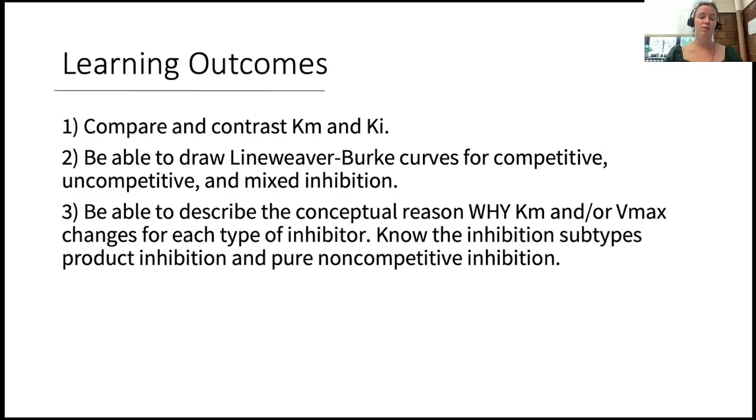Here are the learning outcomes for the day. We are going to learn about a new constant called Ki, but it won't be that big of a deal because it's pretty similar to Km. We're going to get back to our Lineweaver-Burk plots, and learn more about them by learning about three main types of inhibition. Finally, when we learn these types of inhibition, we want to have a conceptual understanding of how the inhibition is happening so that we can describe why an inhibitor changes either Km or Vmax.